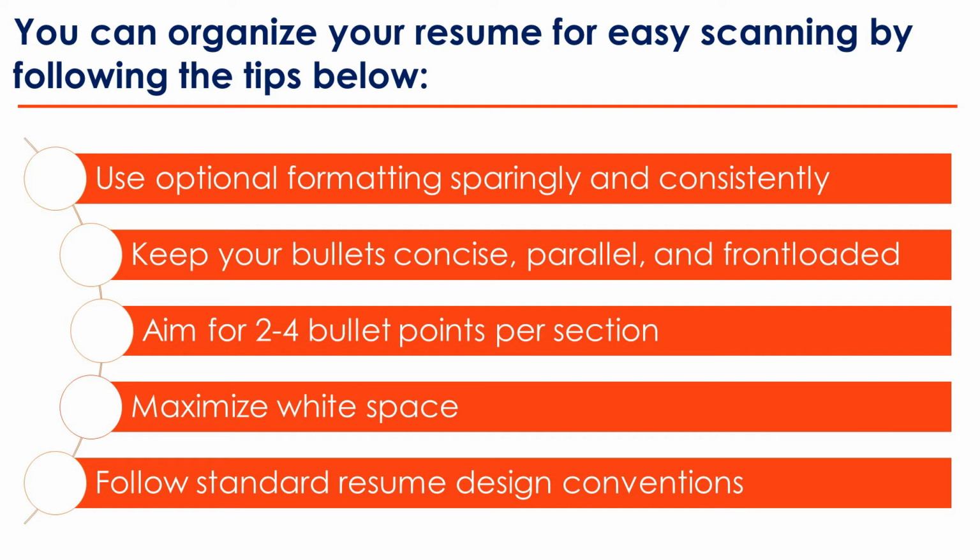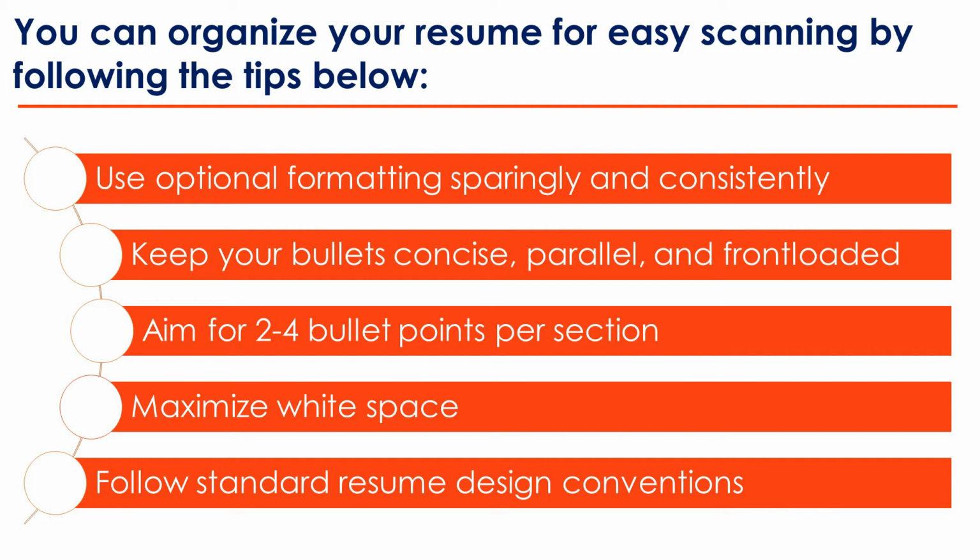Yes, you should use optional formatting like bold text or italicized text or bolded lists, but you don't want to overuse them to the point that your document looks unwieldy and chaotic. You want to keep your bullets concise, ideally to roughly 1 line. You want to keep them parallel, and you want to keep them front-loaded. If you have key information that you need to convey in a bullet, make sure that key information appears toward the beginning of the bullet.